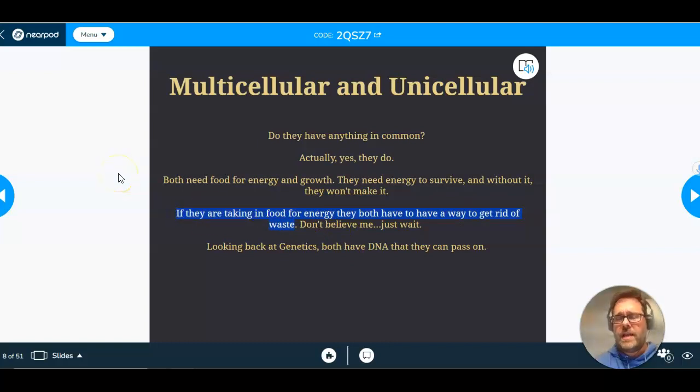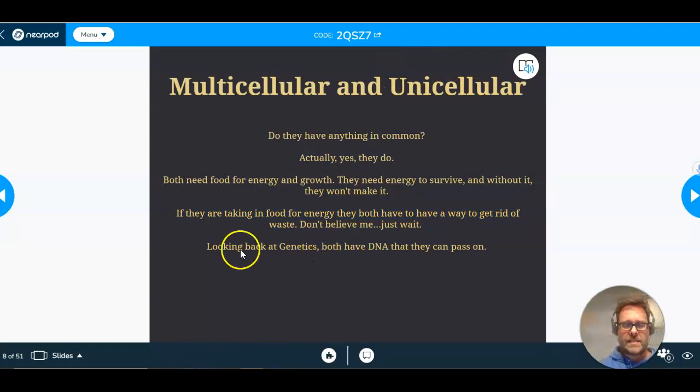When you breathe in, you take in the oxygen, and throughout your body, in the different processes, you are building up carbon dioxide. I have to have a way to get rid of that waste. And if you look at that, that's going to be with our respiratory system. Again, even for a unicellular organism, it has to have a way to get rid of waste.